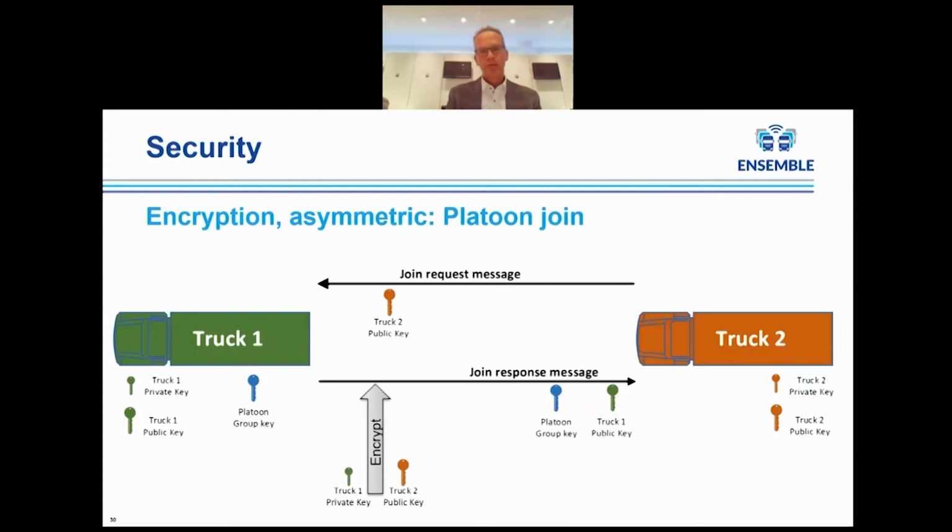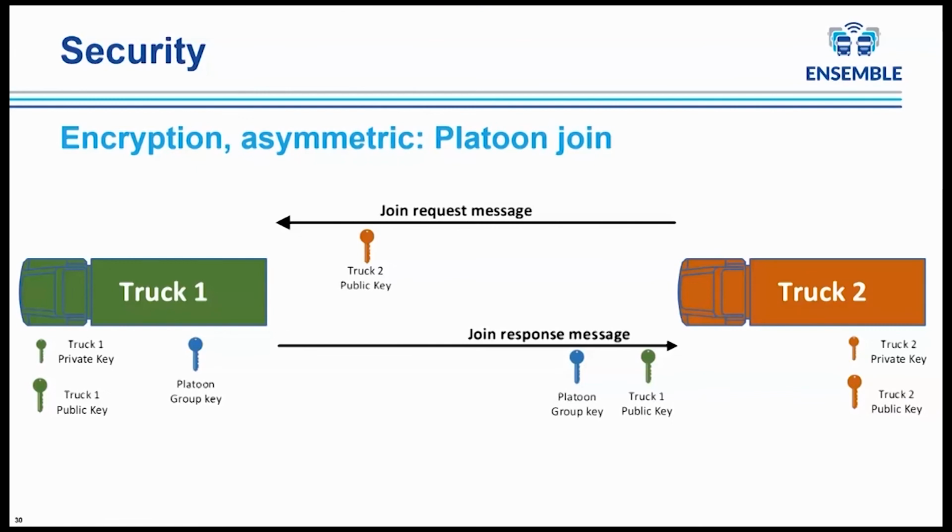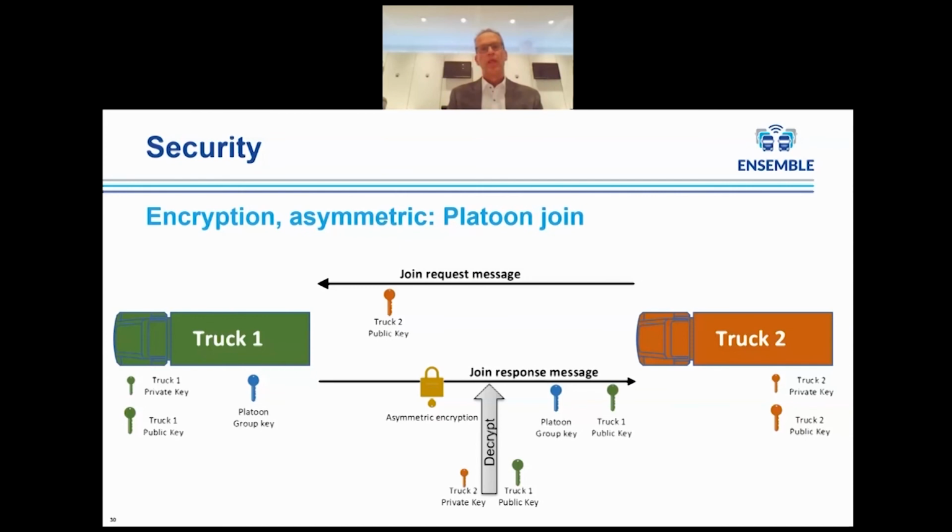Encryption is done by truck 1. In order to do so, it combines its own super secret private key with the public key of truck 2 it received, and by combining these keys, it can encrypt the message, and the join response message then becomes asymmetrically encrypted. Upon reception by truck 2, a similar process appears, and there truck 2 combines its own super secret private key with the public key it received of truck 1. Through that, it can decrypt the message and determine what the value of the platooning group key is.